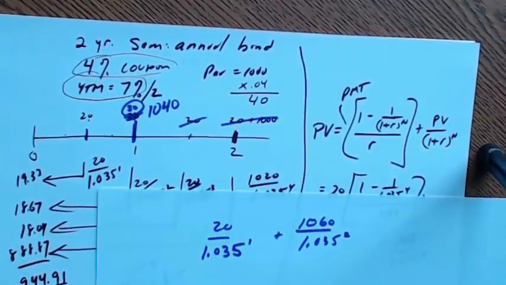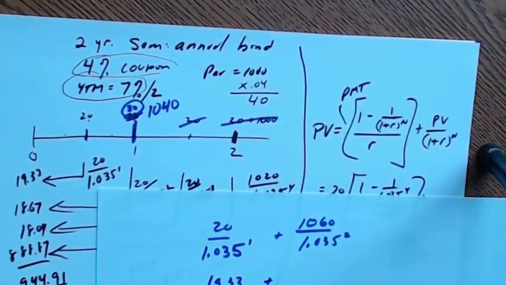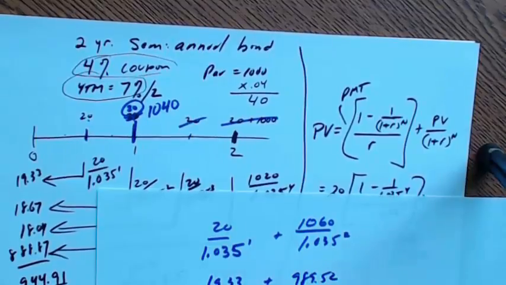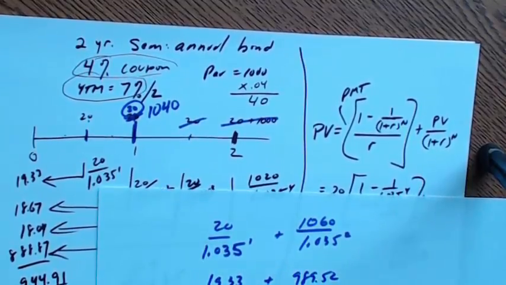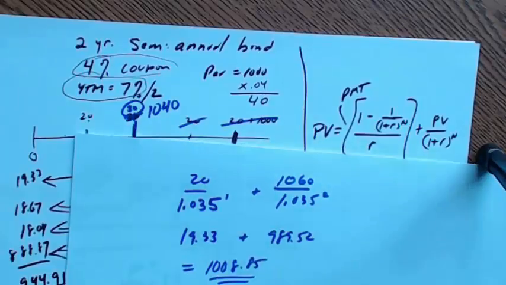So this will be worth $19.33 is the value of that payment, and then this is worth $989.52. So this bond is worth $1,008.85. This is a callable bond. It's worth $1,008. It's nothing but the present value of future cash flows. There we go.